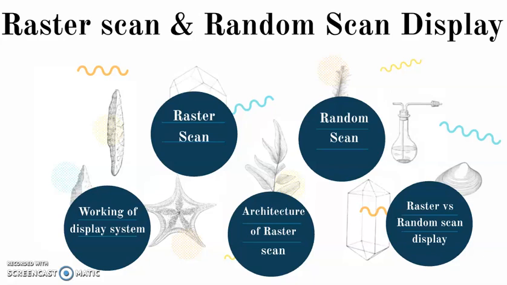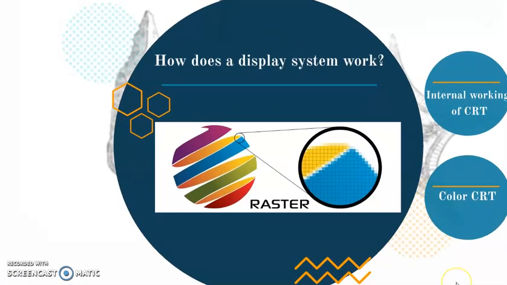Welcome back. The topic that we are starting today is how a pixel or an image gets displayed on a screen, a monitor basically. We are also going to see the different types of displays, that is raster scan display and random scan display. To start with, we are just seeing the working of a display system. How does a display system work basically?